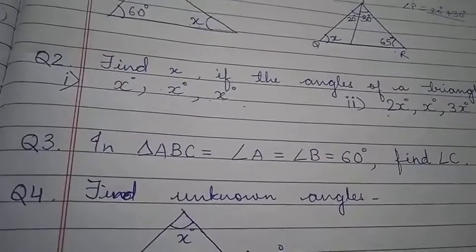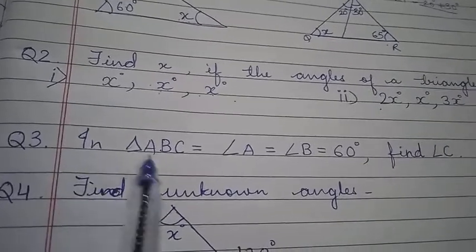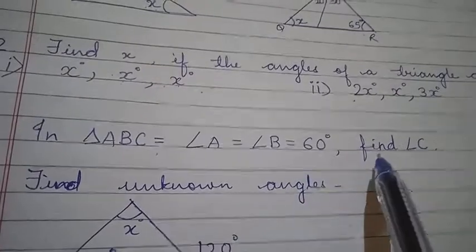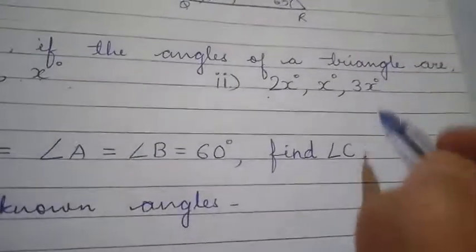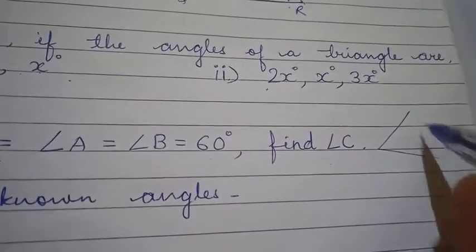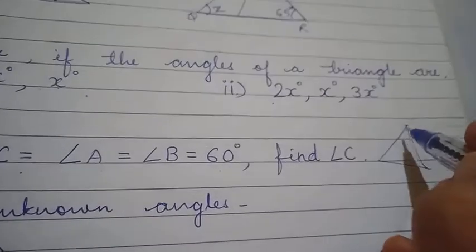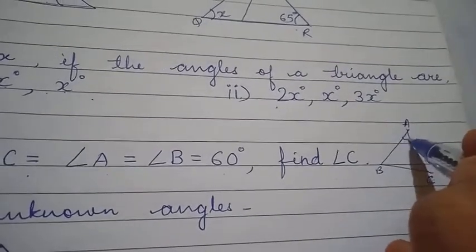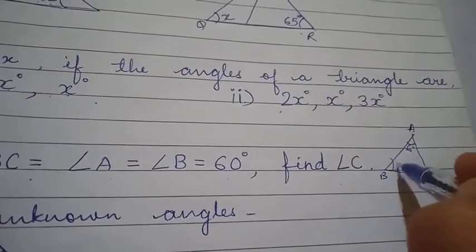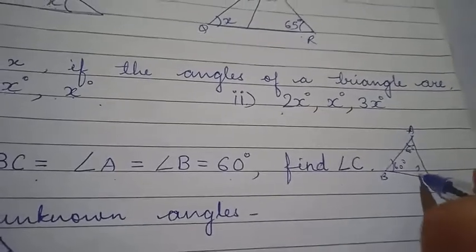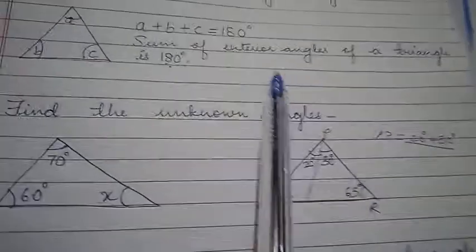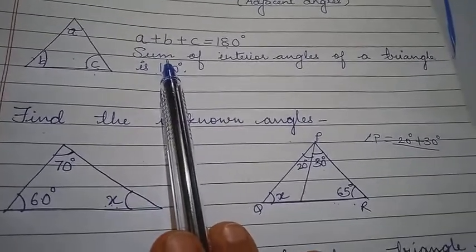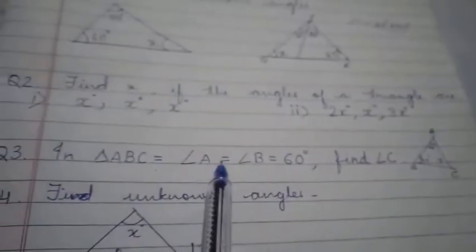Question number 3, you can see in triangle ABC, angle A is equal to angle B is equal to 60 degree. Find angle C. So angle A is 60 degree. Angle B is also 60 degree. What is angle C? So here also you will utilize the sum of interior angles of a triangle is 180 degree. Alright. So same way you have to solve it.